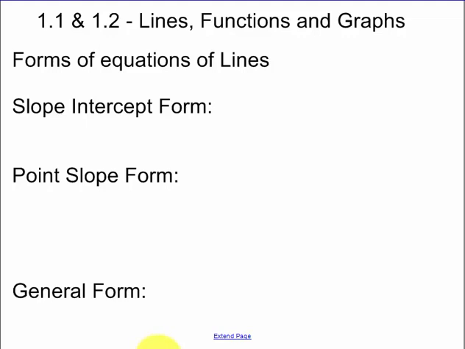Today we're going to be talking about sections 1.1 and 1.2, lines, functions, and graphs. And there are three different forms of equations of lines that I want you guys to be familiar with. Slope-intercept form, y equals mx plus b. Hopefully you remember that. And a lot of the stuff in this lesson you're going to remember.